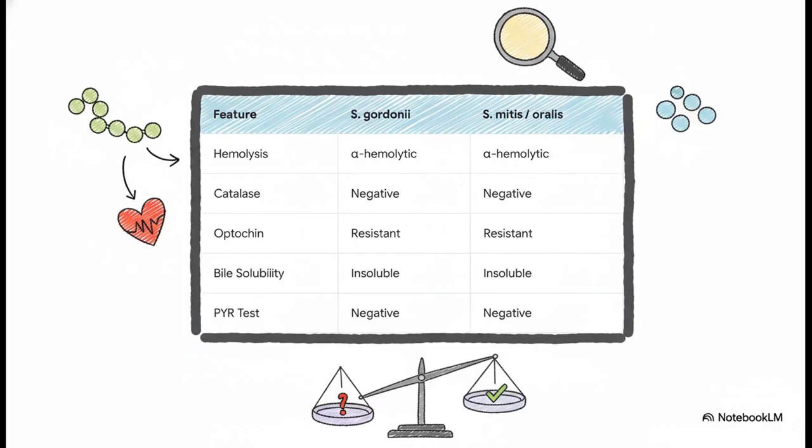As this table makes painfully clear, the standard biochemical profile for Streptococcus gordonii is pretty much identical to its close cousins in the Streptococcus mitis and oralis groups. They're all alpha hemolytic, catalase negative, and optochin resistant. This overlap means traditional methods, and yeah, even some of our automated systems, just can't reliably tell them apart. They often get lumped into a generic mitis group.